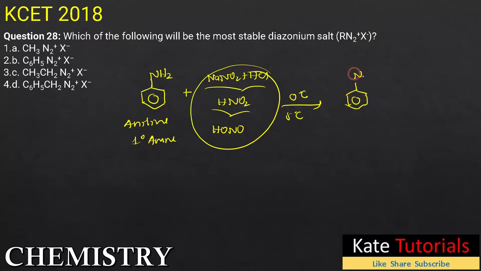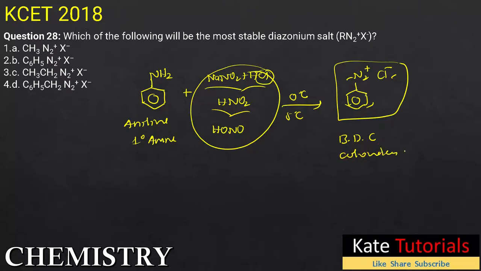Aniline converts to N2 plus, and here I have added HCl, so I'll get Cl minus. This is nothing but benzene diazonium chloride, BDC we call it, right? It is a colorless liquid. So this is stable.